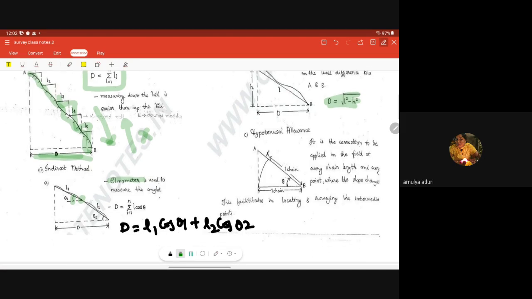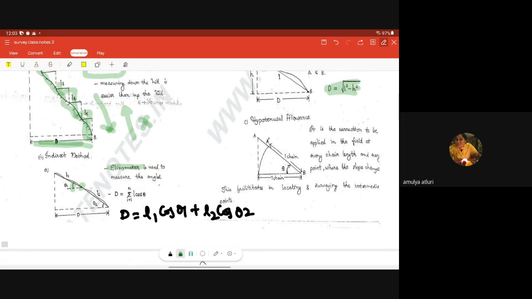Next, hypotenuse allowance. What is that? It is the correction to be applied in the field at every chain length and every point where the slope changes. This facilitates in locating and surveying the intermediate points. As you can see, I can chain till here only.